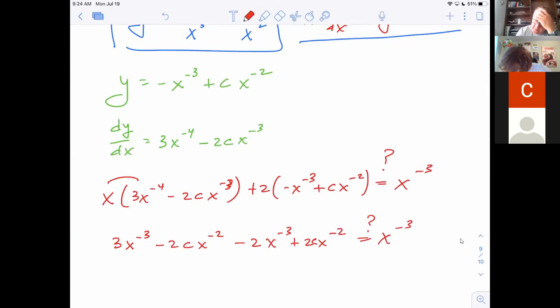And then I notice, look at this. That is exactly the same as that, except one is a plus 2c, one is a minus 2c. And then I look at what's left and I go, oh my gosh, those are like terms. 3 of them minus 2 of them is 1 of them. This is actually 1x to the -3. Oh my gosh, ching, it really is equal. All right, it's a miracle.